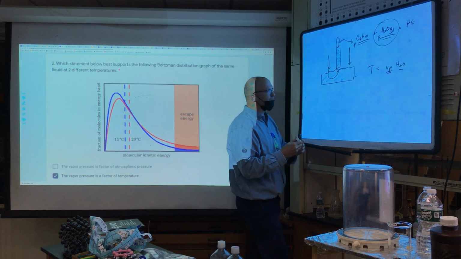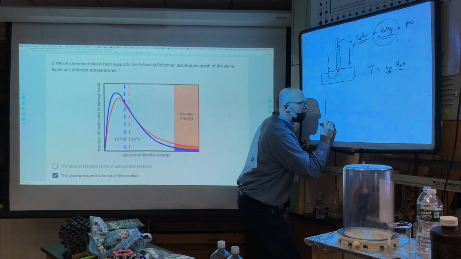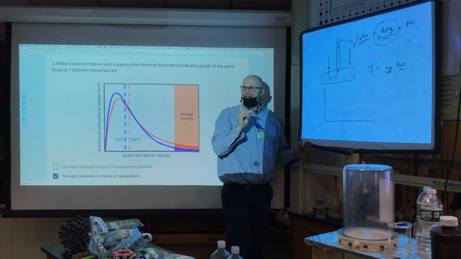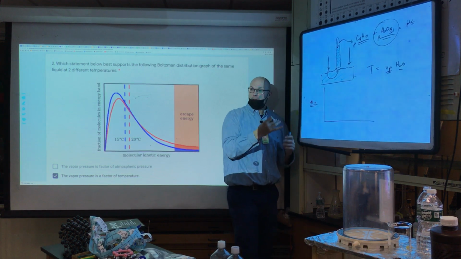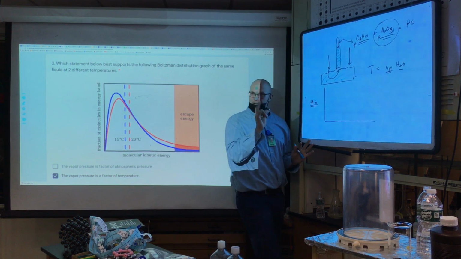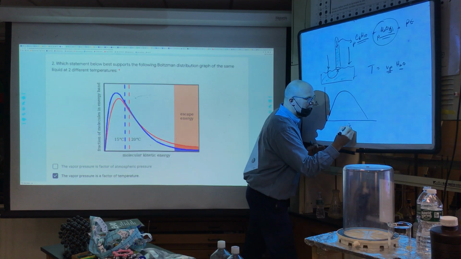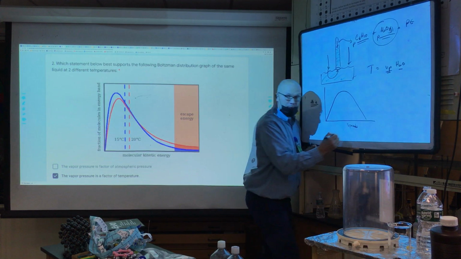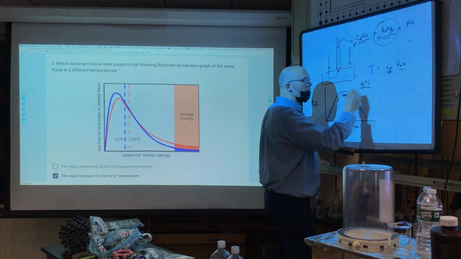So let me talk about this for a second because it's everything that we're connected to here. A Boltzmann distribution graph says that for a gas, this axis is the number of particles, number of N, as we talked about, moles, number of gas particles. And if we're at a particular temperature, there's a range of speeds these gases have. So this could be at 40 degrees Celsius. They're not all going at the same speed.